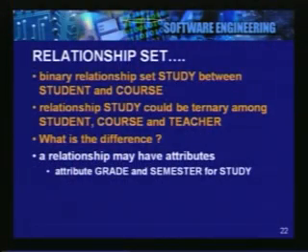Another important thing is that a relationship itself may have attributes. The study relationship has attributes grade and the semester. The grade will tell us what grade the student has received in that course. So, suppose student Ganesh is studying course CS 101 and he gets an A grade. Now, this grade A must be treated as an attribute of study.